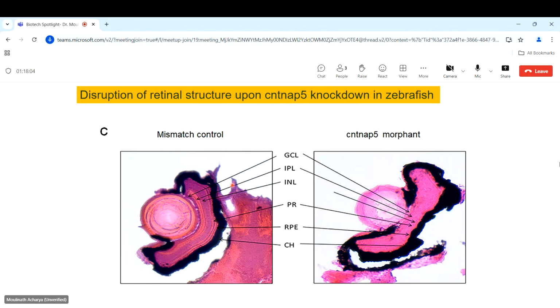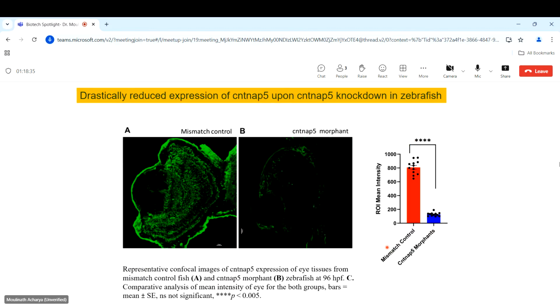Now, when we look deeper into the structure of the retina upon this CANTNAF5 knockdown in zebrafish, we saw a disrupted retinal cytoarchitecture. These are the different retinal layers you can see. This is the ganglion cell layer, this is the inner plexiform layer, and the inner nuclear layer. These layers are intact in the mismatch control, whereas they are all disrupted in the CANTNAF5 morphant, which was not obvious just looking from the outside when we injected.